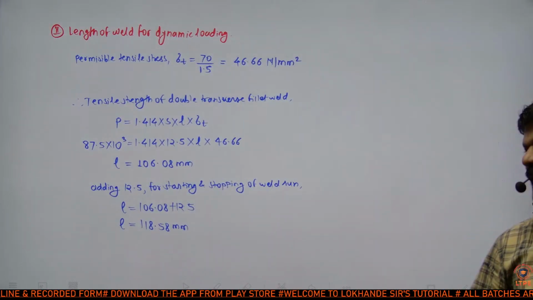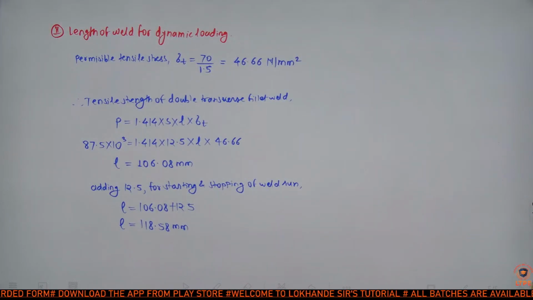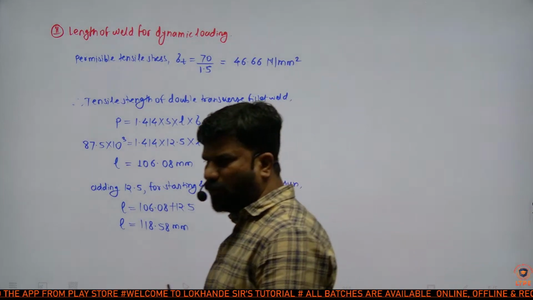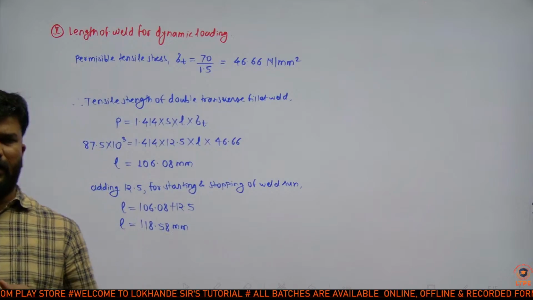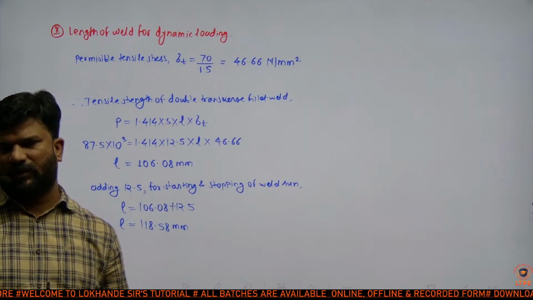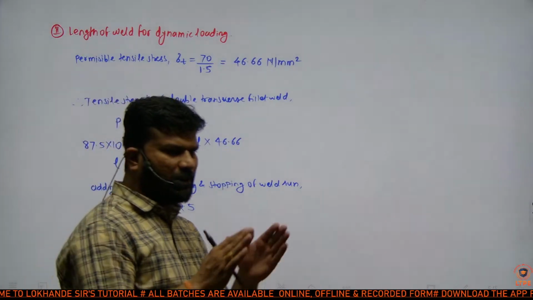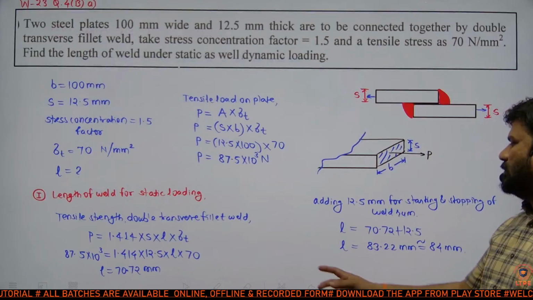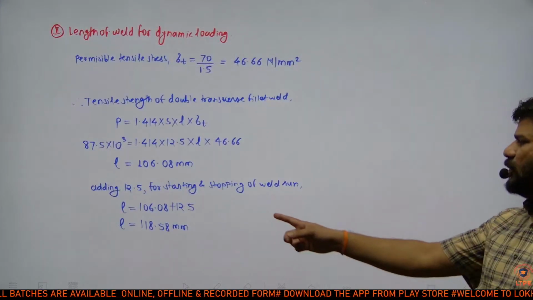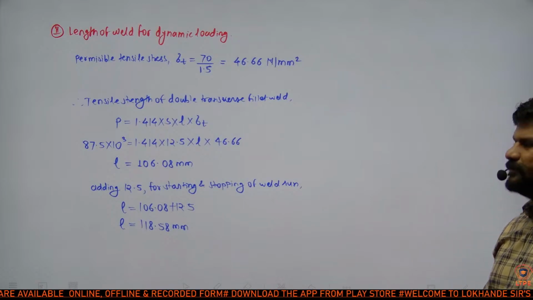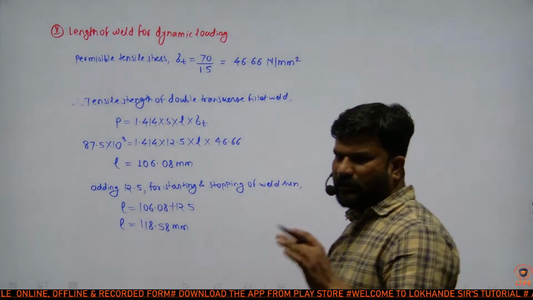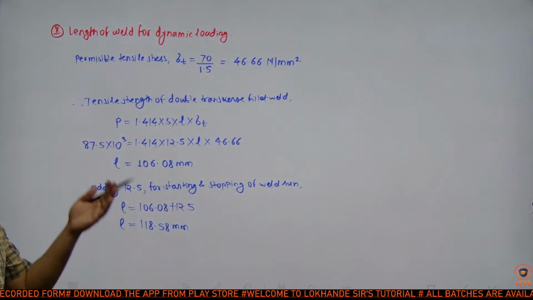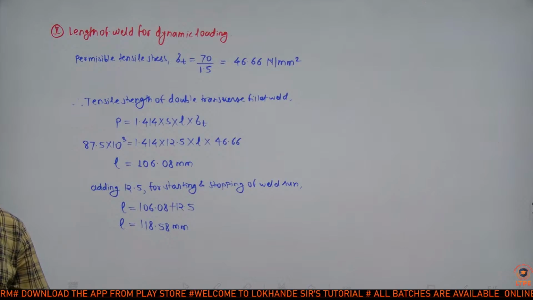So add 12.5 mm for starting and stopping of the weld. During fatigue loading, during dynamic loading, the length of weld run is greater than the static loading. In case of static loading, the length of weld run is this. Check. It is 84. It is approximately 119. So length of weld during static loading is less than the length of weld during dynamic loading.